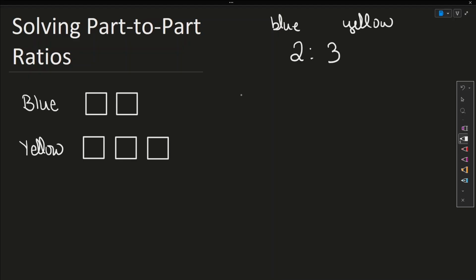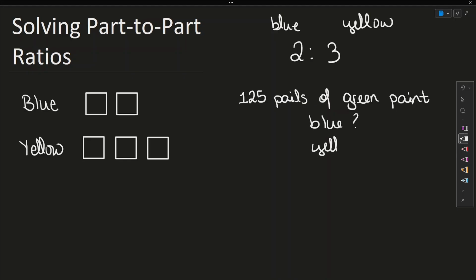Let's look at another one. Let's suppose we want to make 125 pails of green paint, the mixture of the blue and yellow. How many blue and how many yellow pails do we need? So we have 2 answers this time. This time we are not told the blue amount or the yellow amount. We are told the total amount.